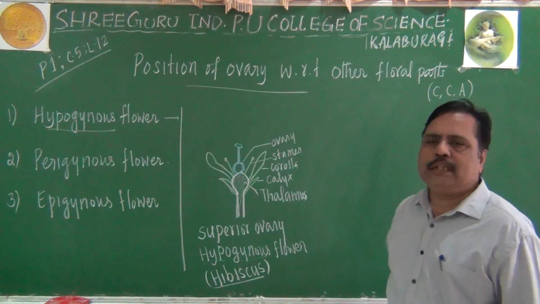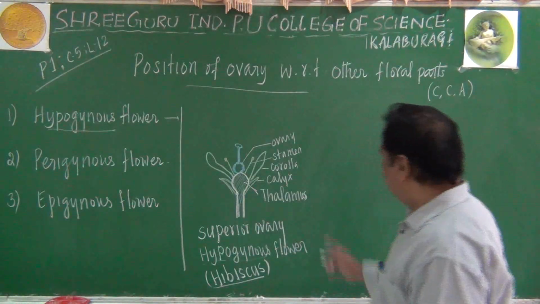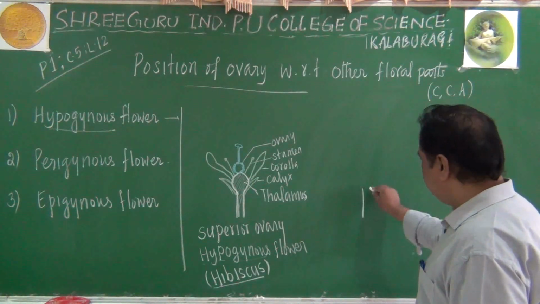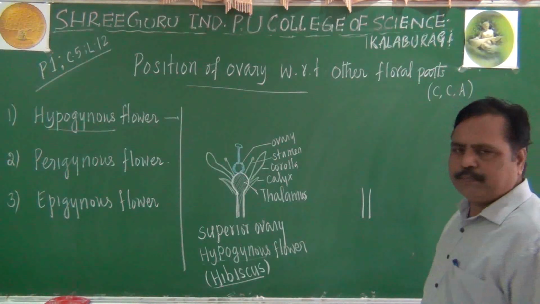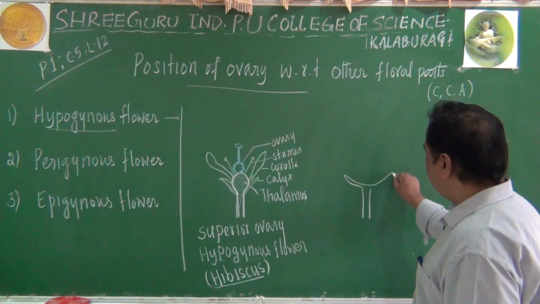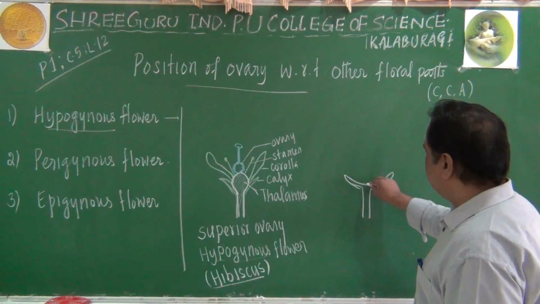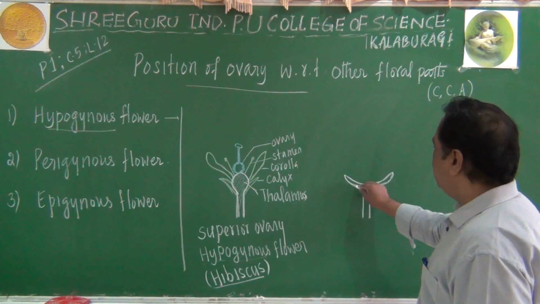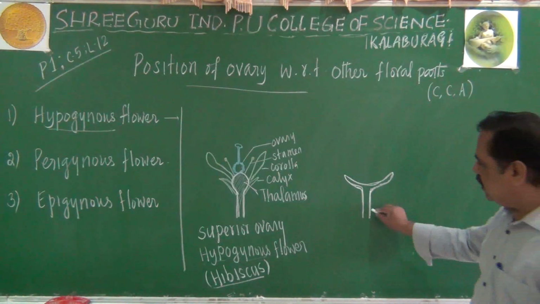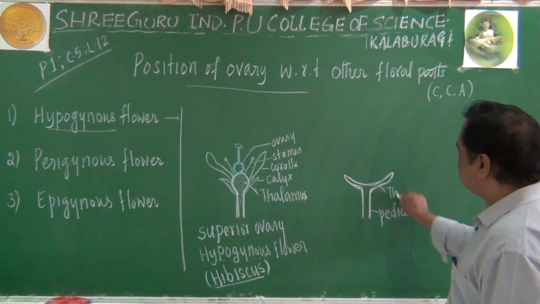Let me come to the second type, perigynous flower. Listen carefully. In the case of perigynous flower, the pedicel will be like this. Thalamus will become somewhat boat-shaped like this. This is the thalamus which is becoming somewhat boat-shaped, or somewhat flat thalamus like this. Do you get this point? This is pedicel. This is thalamus.